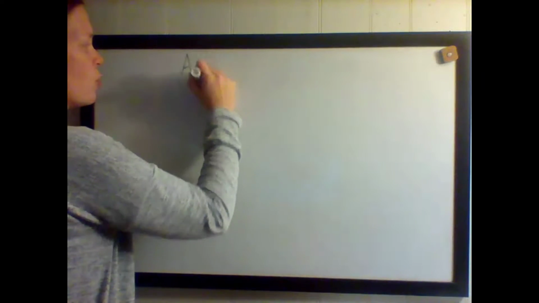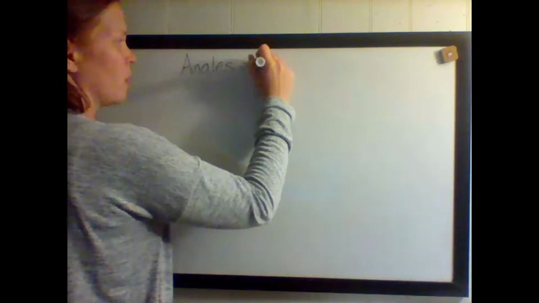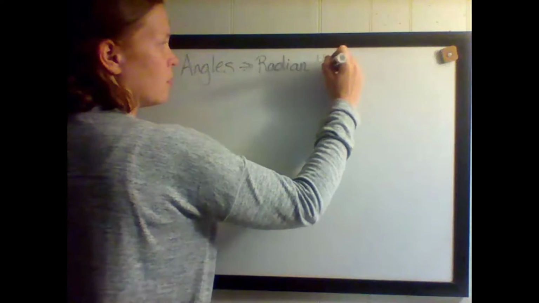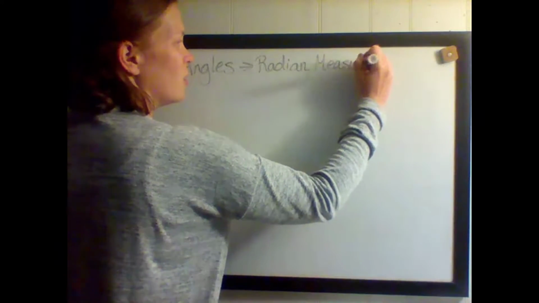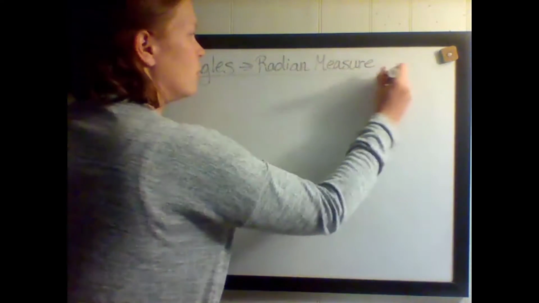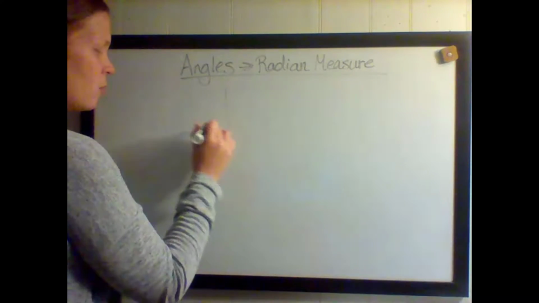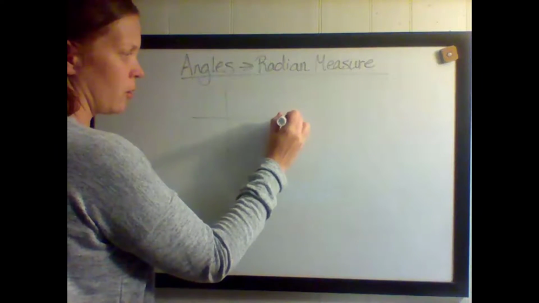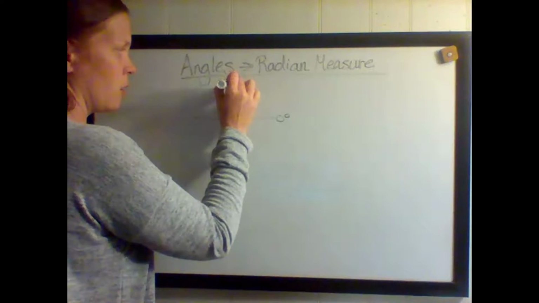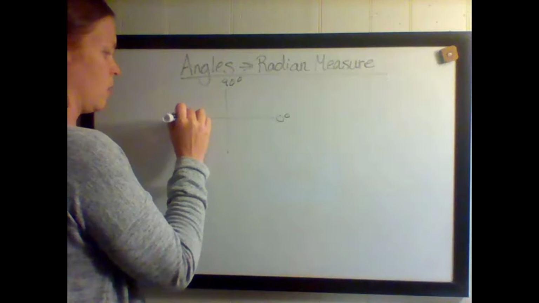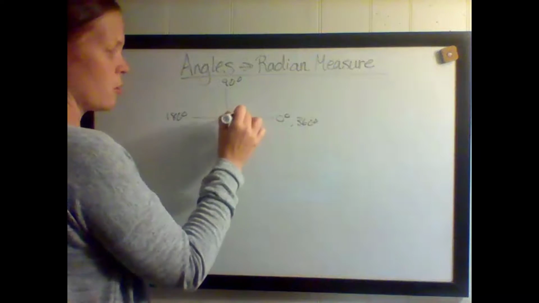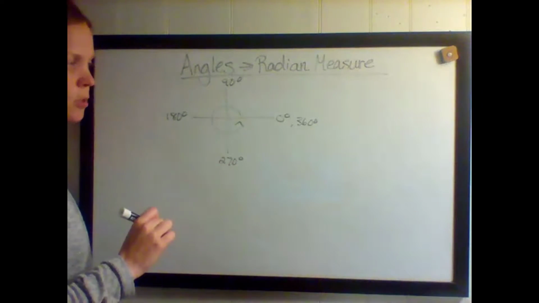So a different way to measure angles, besides degrees, is by radians. Radian measure. So if we look at the coordinate plane, and this is 0 degrees, 90, 180, 270, 360 degrees. So a full circle is 360 degrees.